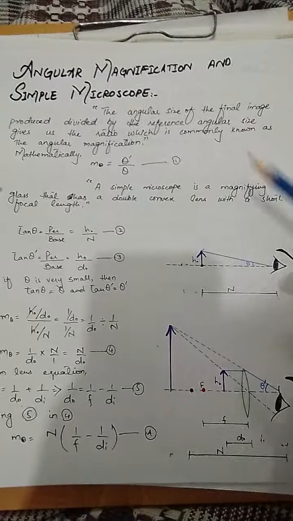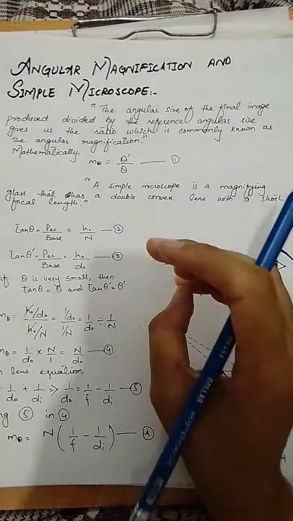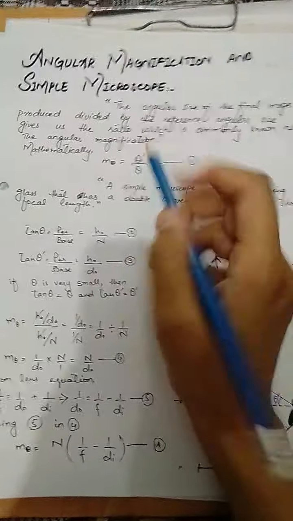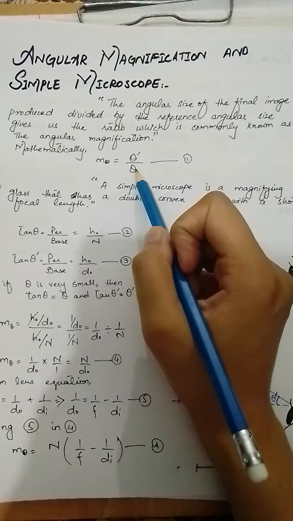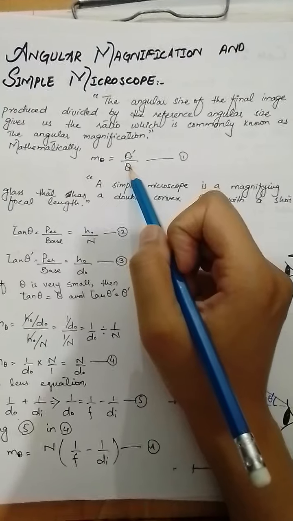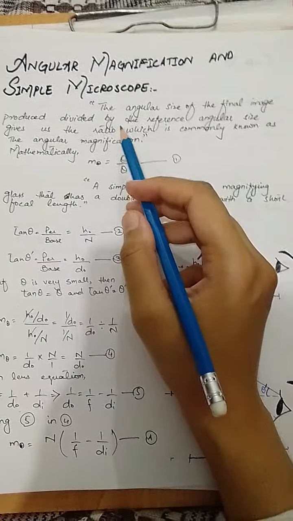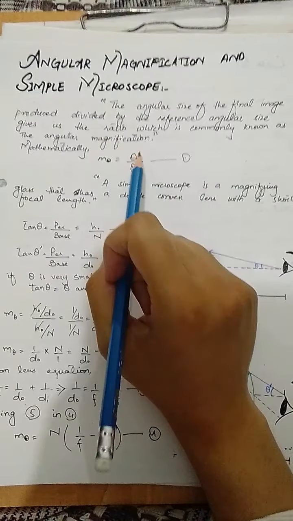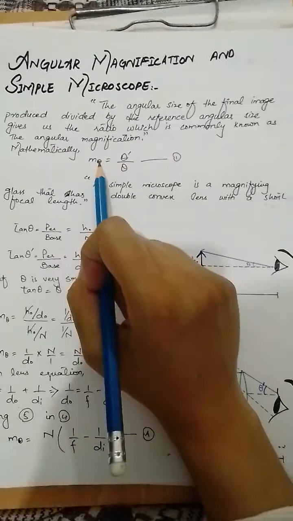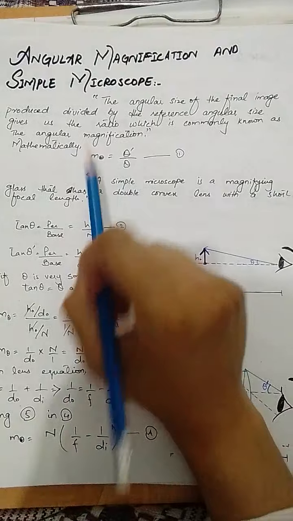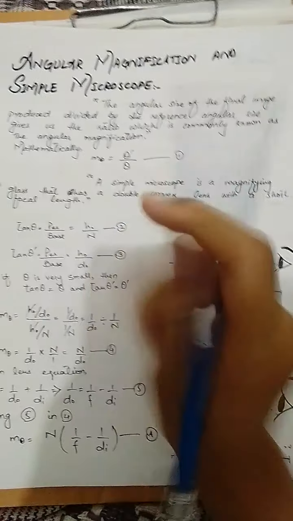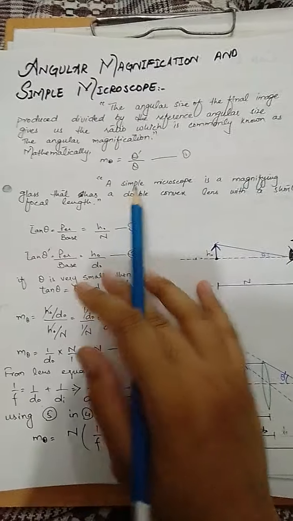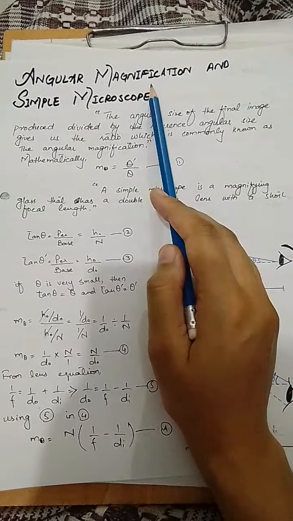What is the reference angular size? It is the angle by which the actual image can be seen. So this is the reference angular size here. It gives us the ratio which is commonly known as the angular magnification. Mathematically we can write it like this, and we call it equation number 1. So we've defined angular magnification.